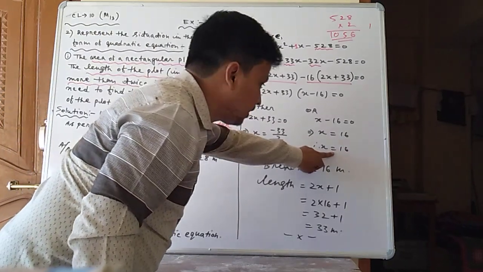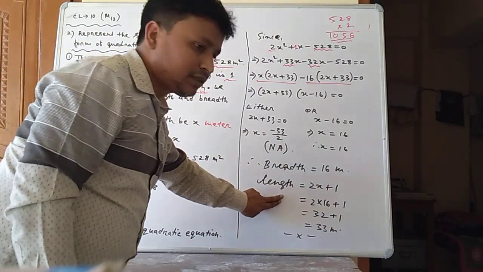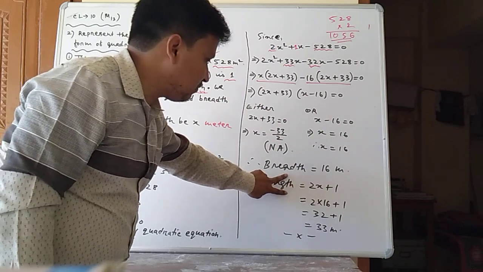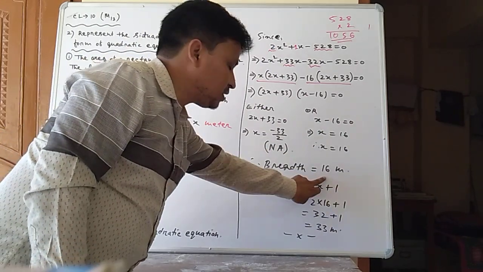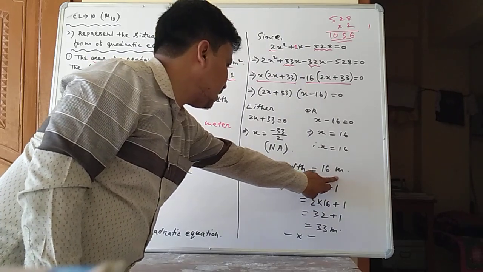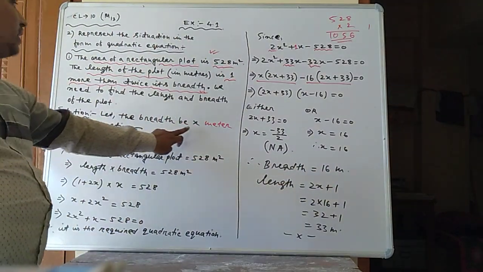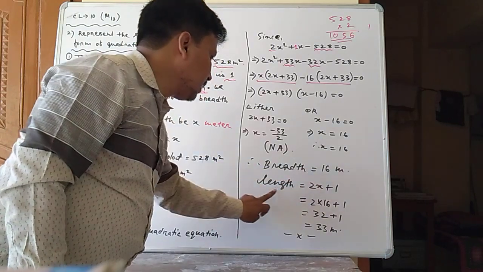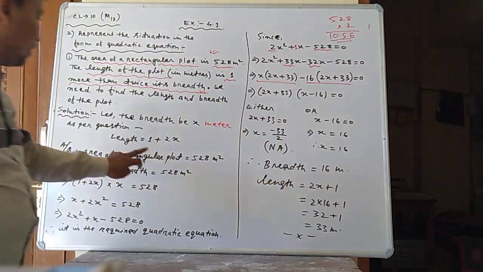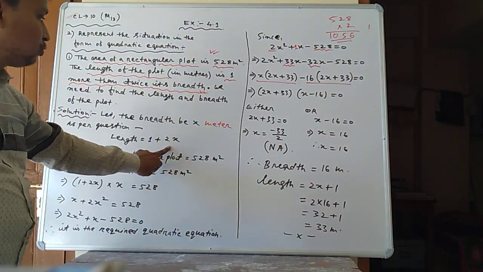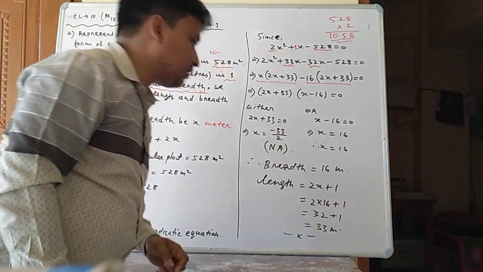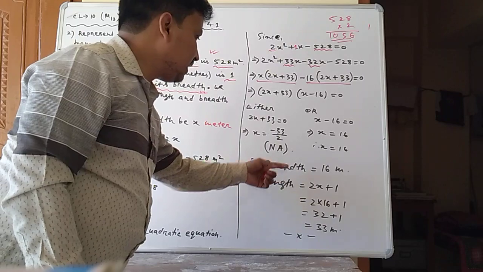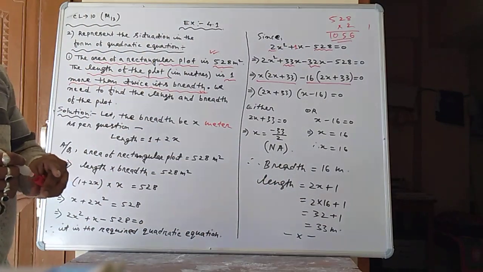Why is the positive value taken? Because length and breadth are physical quantities, and the value of physical quantities can never be negative. That's why we have taken the x value as positive. So breadth equal to 16 meter, because breadth is x. Length equal to 2x plus 1. Already we have declared length equal to 1 plus 2x, so put the x value. By calculation you will get 33 meter. It is the length and breadth, and the final answer of this problem.